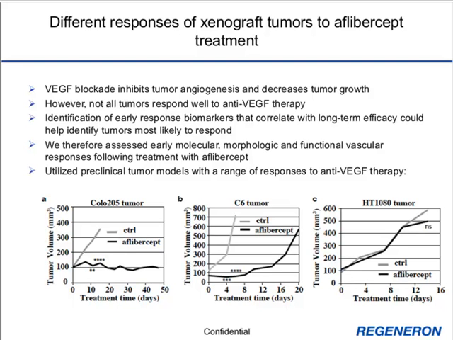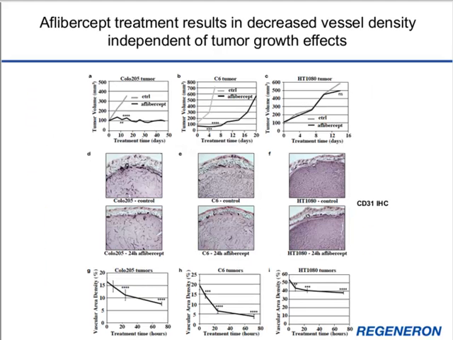For those efforts, we utilized tumor models with a range of responses to VEGF blockade, specifically the sensitive Colo-205 tumors, moderately responsive C6 tumors, and completely resistant HT1080 tumors. In these three tumor models, we assessed vessel density changes at 8, 24, and 72 hours post-aflibercept treatment, and this was done by CD31 immunohistochemistry.